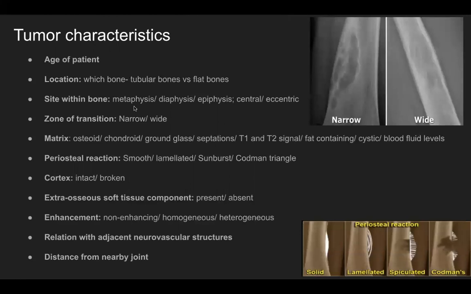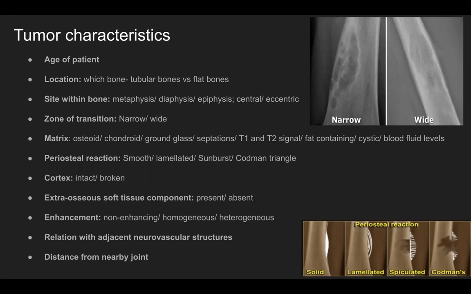So whenever we are seeing any X-ray of any bone tumor, first of all, note the age of the patient because it is very important. Different bone tumors have propensity to occur in different age groups. For example, metastasis and myeloma, they generally occur more than 40 years of age. And benign bone tumors are more common in less than 30 years of age.